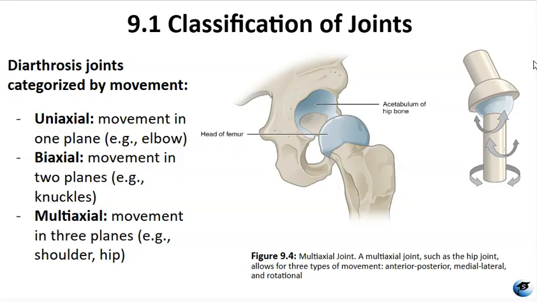So an example of the uniaxial joint is your elbow. An example of the biaxial joint is the knuckles in your hands. And then multiaxial joints, and examples of those would be the shoulder and the hip. And we are going to look at these a lot more in just a minute.